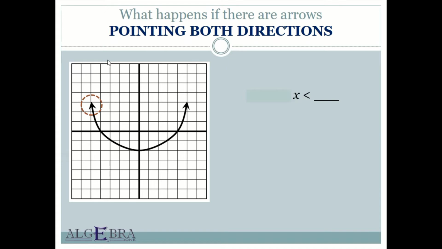Then I look at the right, and I see an arrow pointing to the right. So I know that I can also erase this side of my inequality. There is no limit to the right.